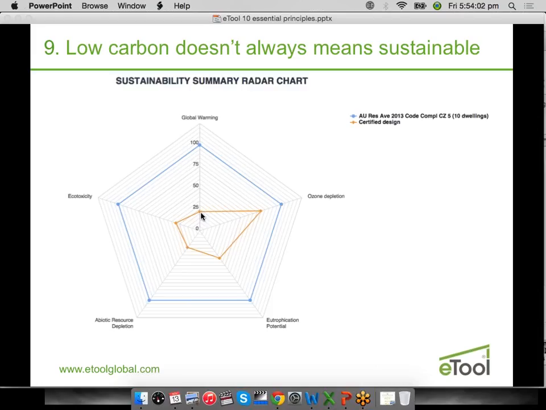So we have global warming. This one is 20%, so 80% savings in terms of global warming. In terms of ozone depletion, it's 25% savings. In terms of eutrophication, the depletion of natural water sources, this is 35%. Use of non-renewable resources, 25%, or 75% savings.